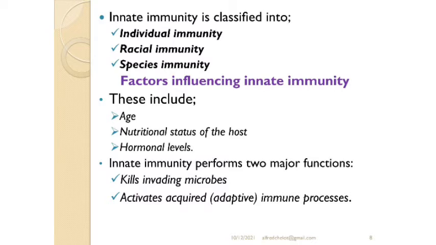Concerning species immunity, this denotes a total or relative resistance to a pathogen shown by all members of a particular species. For example, chickens are resistant to Bacillus anthracis, whereas rats are resistant to Corynebacterium diphtheriae. But these two microorganisms are susceptible in humans. And the exact reason for this type of immunity is still unknown.